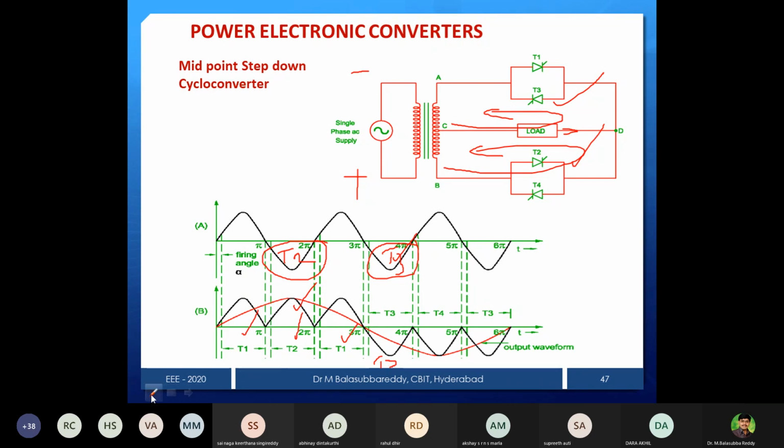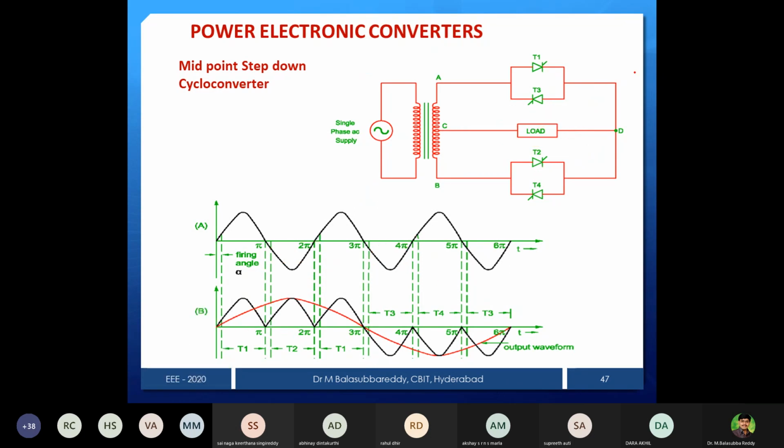So the only thing is, you identify which device is forward biased at what instant, and if I fire that device, what will you get? If I fire T1, I will get positive. If I fire T4, I will get negative. Whereas in the negative half cycle case, if I fire T2, I will get positive. If I fire T3, I will get negative, like this. So that is the way you will get it.